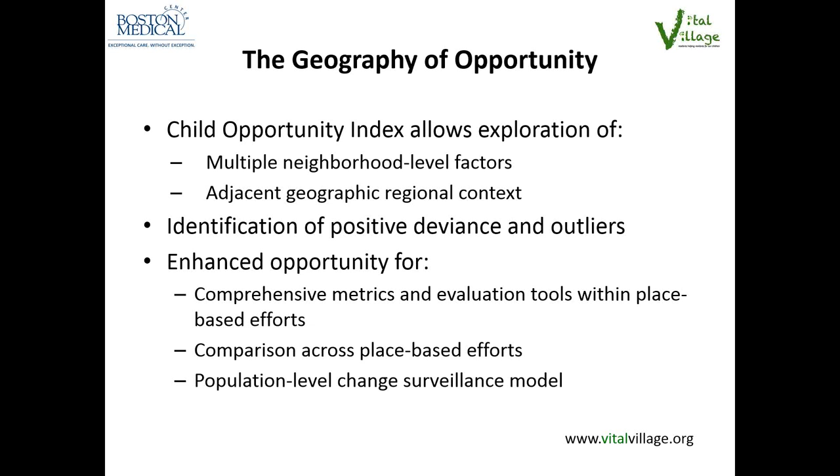One, the Child Opportunity Index allowed us to look at multiple neighborhood level factors that affect child health, development, and well-being at the same time. Next, it allowed us to look at adjacent geographical regional contexts. So it isn't just the neighborhood that the child lives in, but it's the regional area that the child resides in that is affecting risk as well. And that leads to a different set of policies.